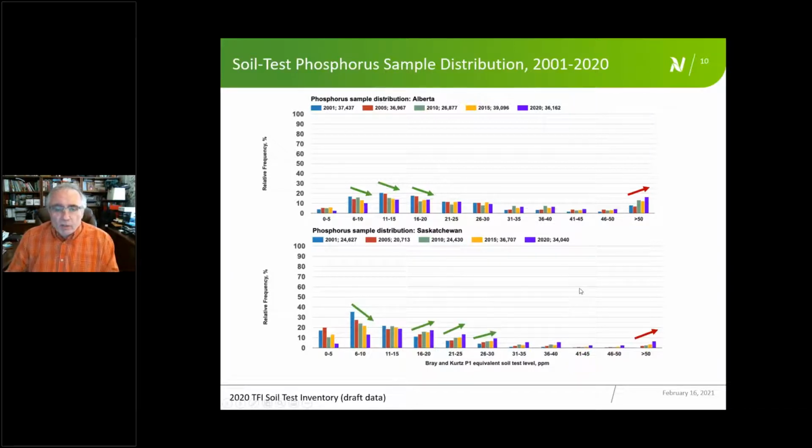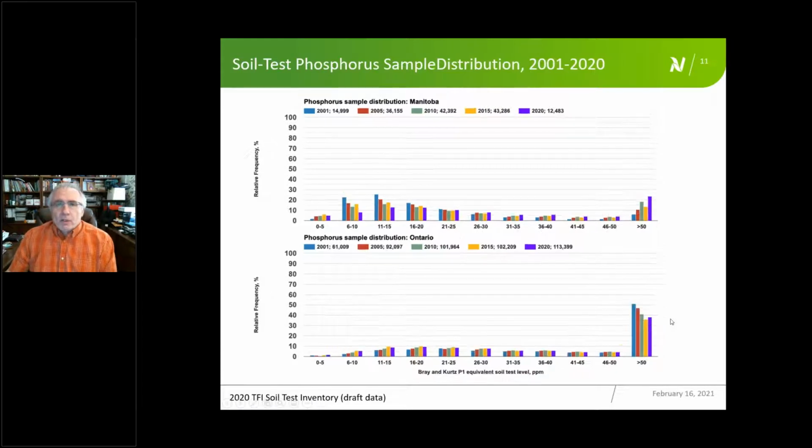We look at Saskatchewan, to some degree, the same picture. We're decreasing the number of samples on the very low end. We're increasing some of those in the middle, so that's kind of a good thing. And out here on the right, again, some increase in the very high samples, although in Saskatchewan it's really a small number and maybe not of too much concern. So let's take a look at Manitoba and Ontario.